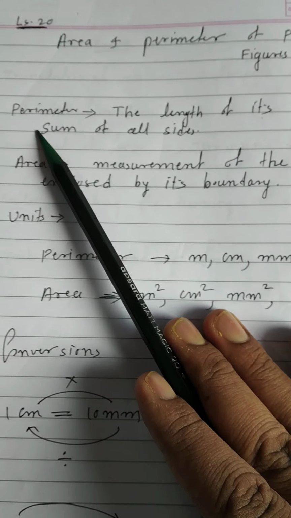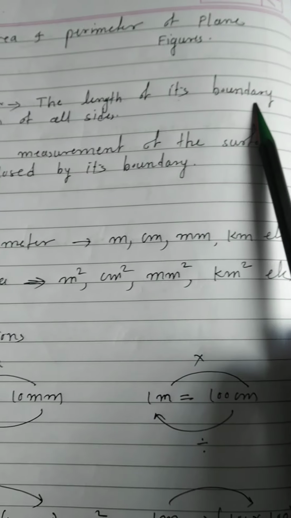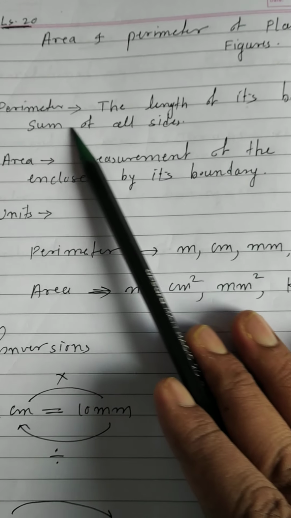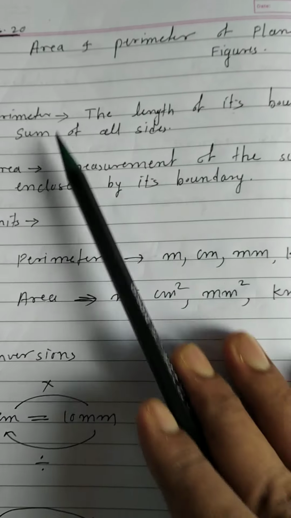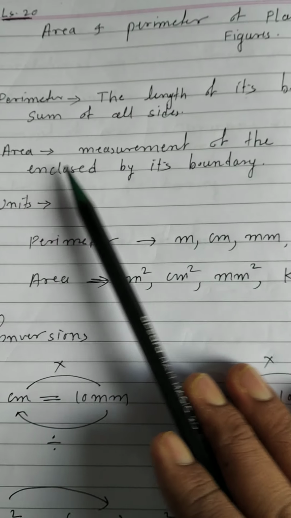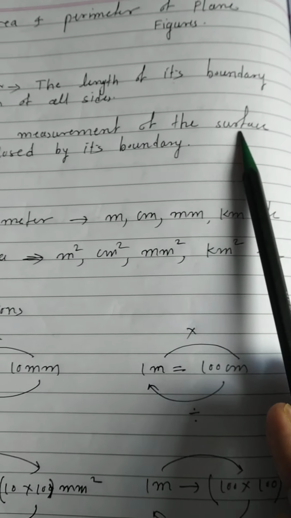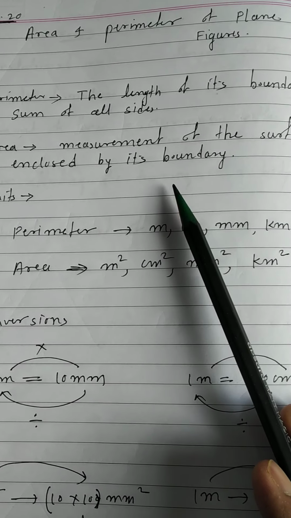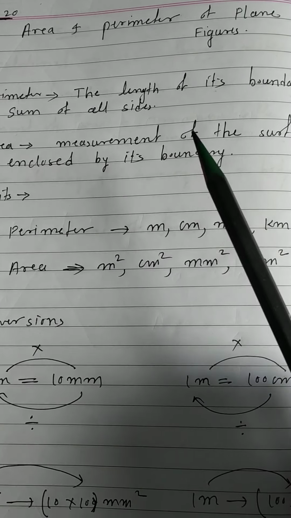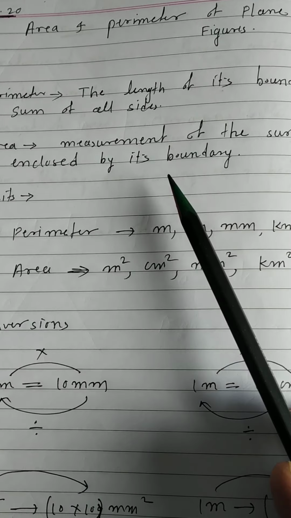What do you mean by perimeter? Perimeter is nothing but the length of its boundary. You come across any two-dimensional figure, so when you calculate the perimeter, it will be the sum of all its sides. That is called perimeter. Area is nothing but the measurement of the surface enclosed by its boundary. Whatever two-dimensional figure you have, the surface enclosed by those boundaries will be its area.